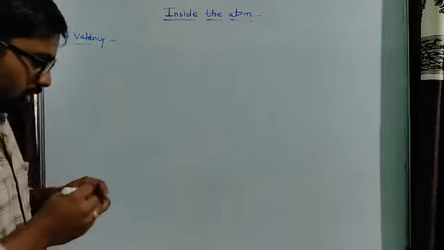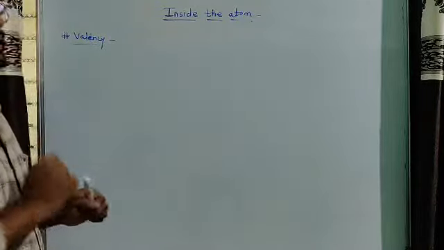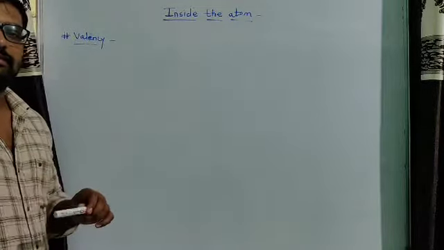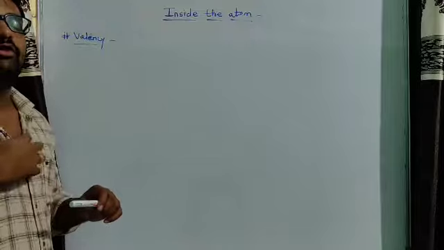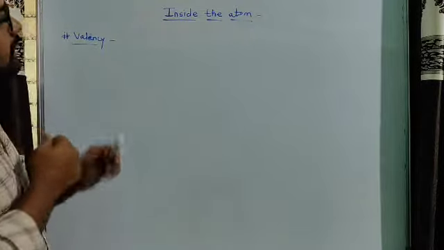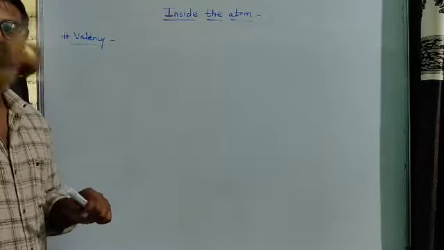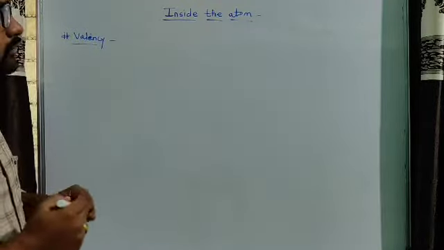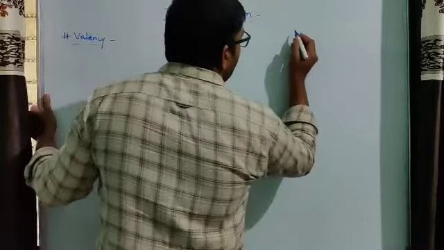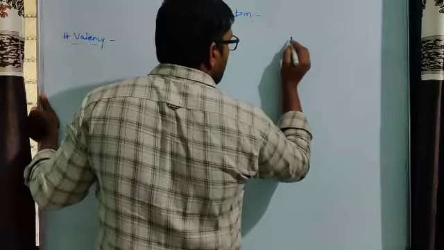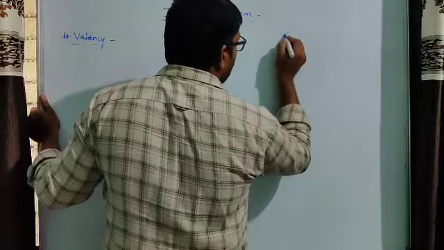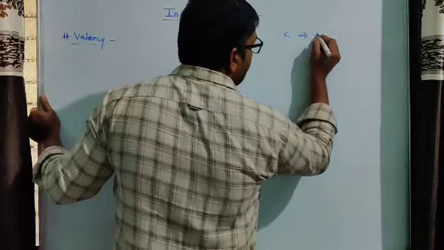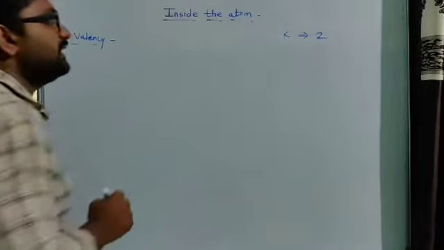So, up to now, we have studied the structure of atom. In the structure of atom, at the center, at the middle of the atom, one nucleus is there. And around that nucleus, electrons revolve in particular shells. Also, we studied the maximum capacity of a shell: how many maximum electrons can stay in a particular shell. We see the first shell is K, and the maximum capacity of the K shell is 2.